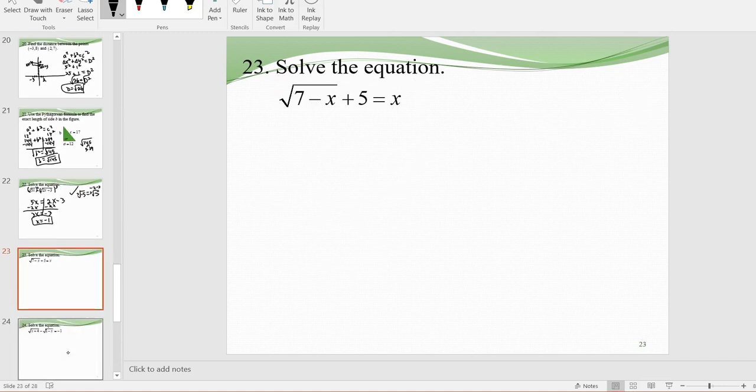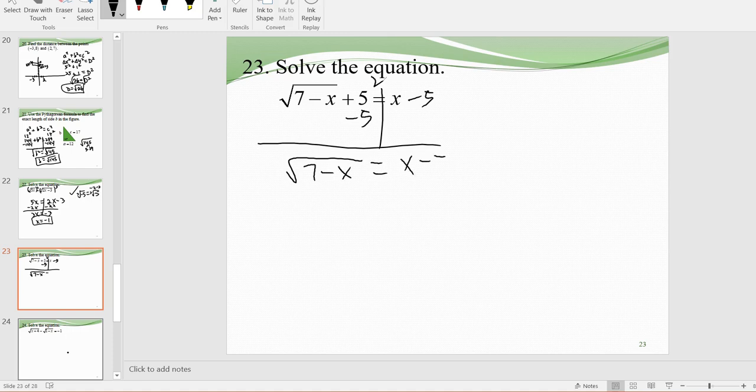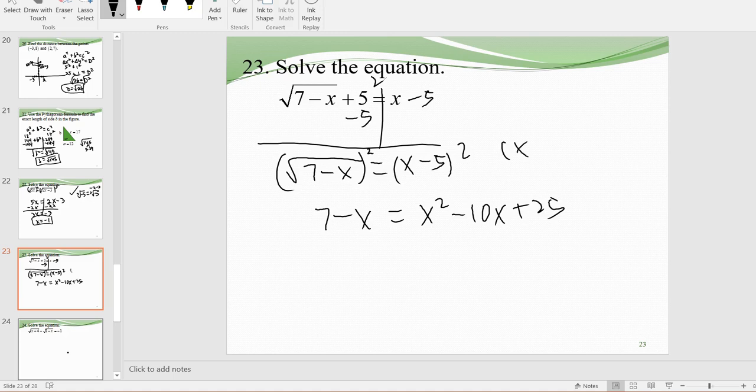On this one, the most common mistake I saw was people just trying to square this. My note said to isolate that first, so move the 5 first, so that the square root of 7 minus x is equal to x minus 5. I undo the radical now that it's isolated by squaring both sides. This becomes 7 minus x is equal to x squared minus 10x plus 25. That was just x minus 5 times x minus 5 distributed out.